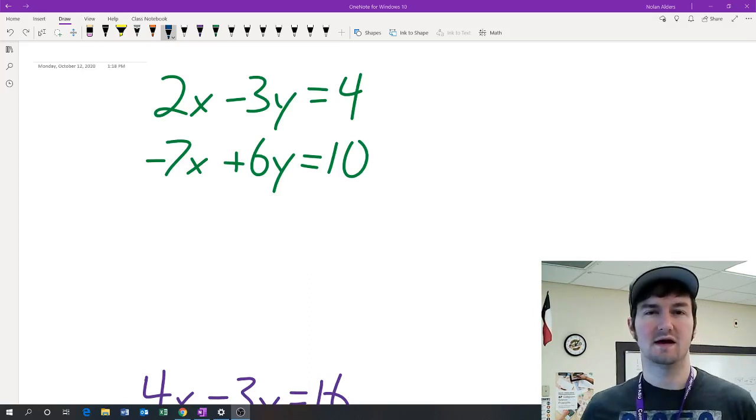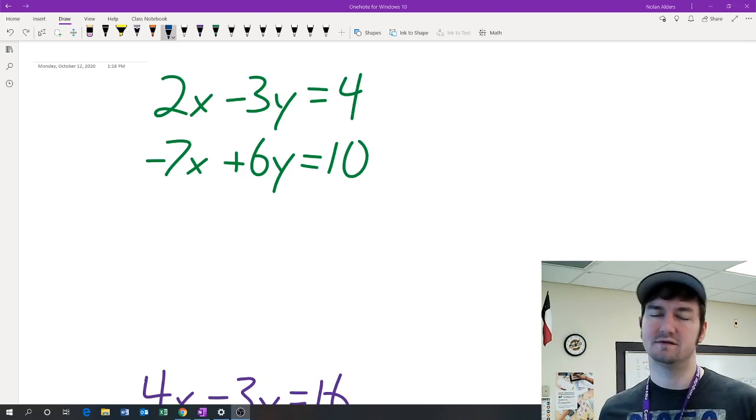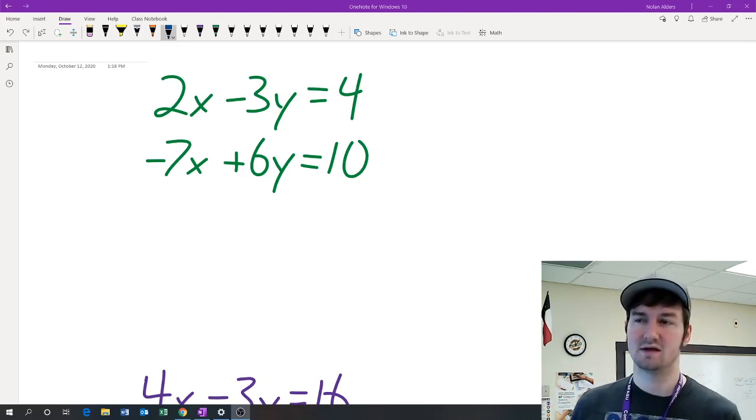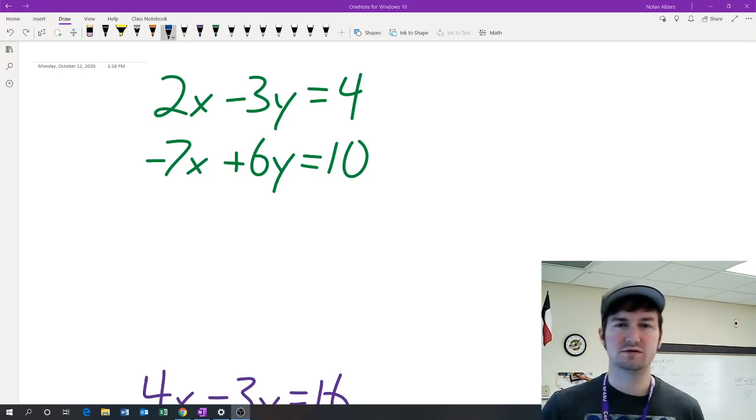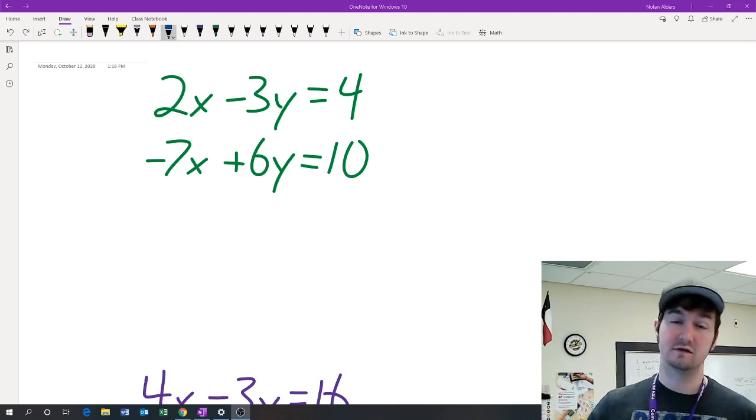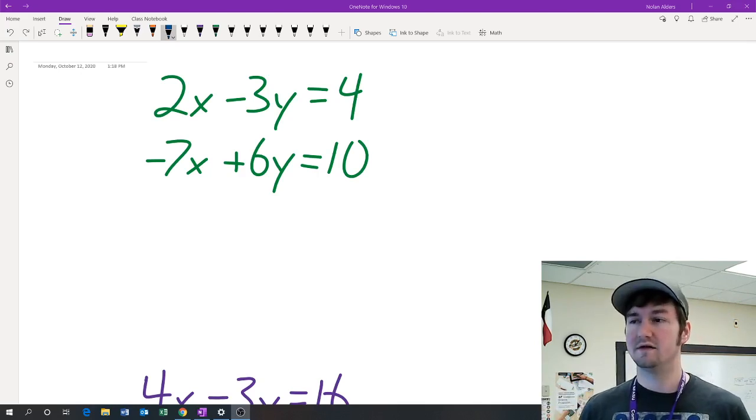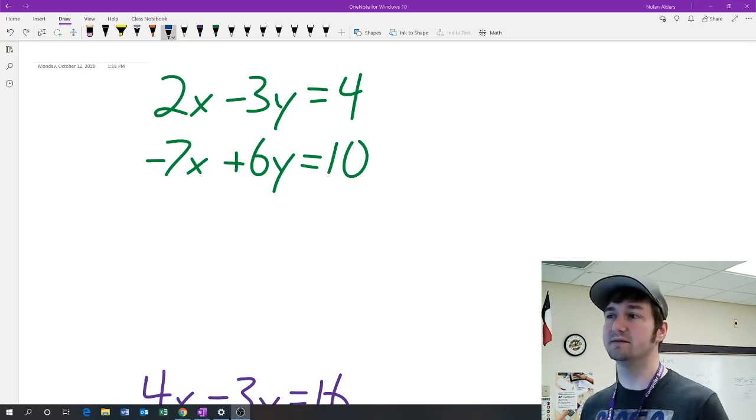Today we're going to be looking at another way to solve systems of equations. This one is called elimination. What we're going to do today is I'm going to show you how to do elimination with a system of two equations, and then we'll up it over the next day or two to a system of three equations. But first of all, let's make sure we understand the main idea.